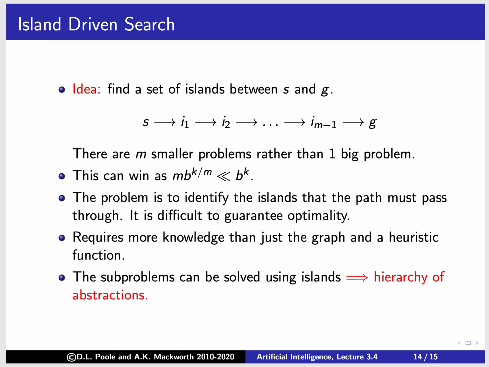Okay, and these sub-problems can be solved using islands again. So we can solve each of these subproblems. For example, for I1 to I2, we could identify other islands. We get a hierarchy of abstractions in here. And that's often also a useful thing. So there's a whole lot of algorithms that people try to exploit this.